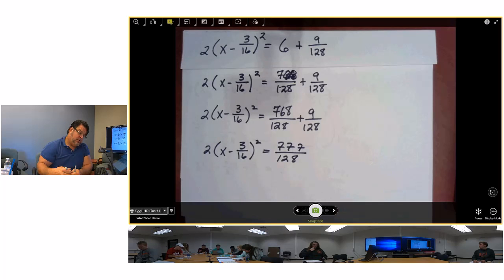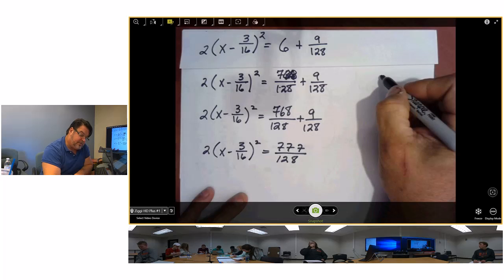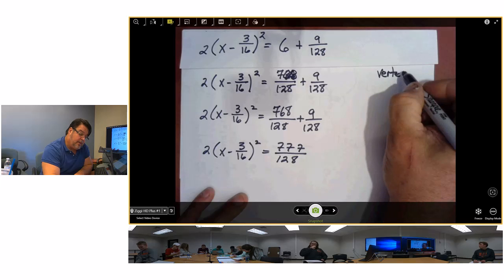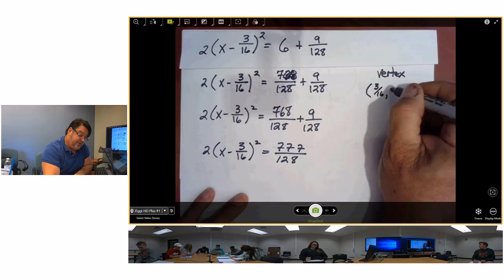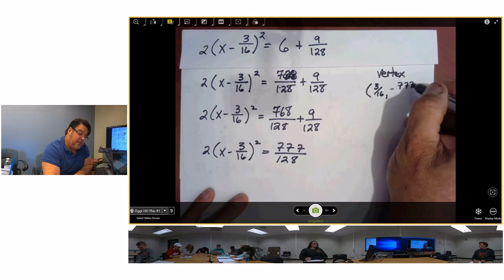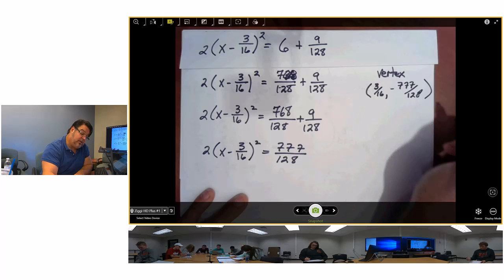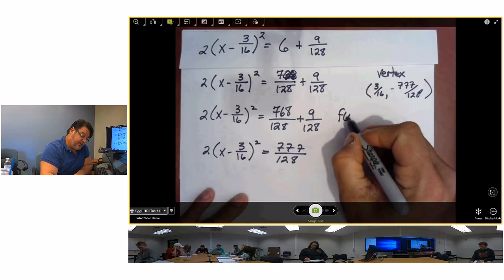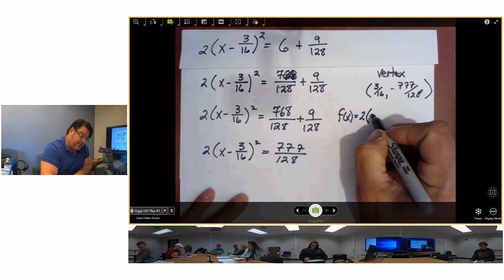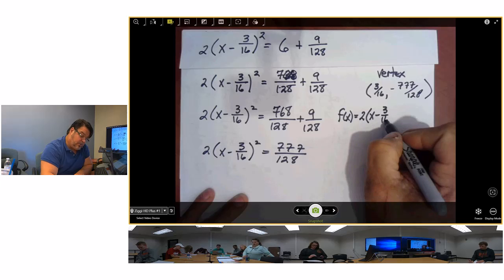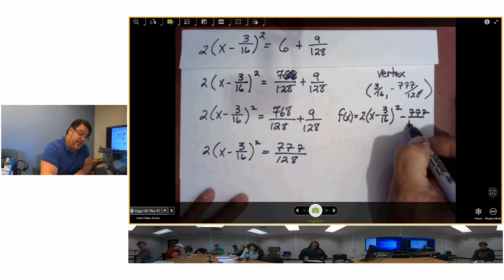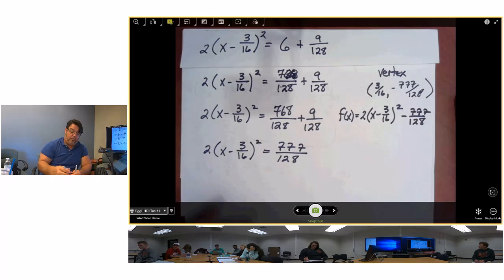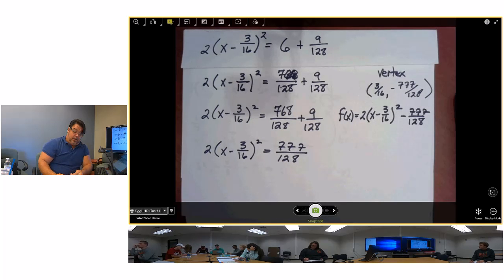So we know our vertex is 3/16 and negative 777 over 128. And y'all will give me a decimal whenever I need that. And f of x is equal to 2 times x minus 3/16 quantity squared minus 777 over 128. That's your vertex form. And now let's solve.